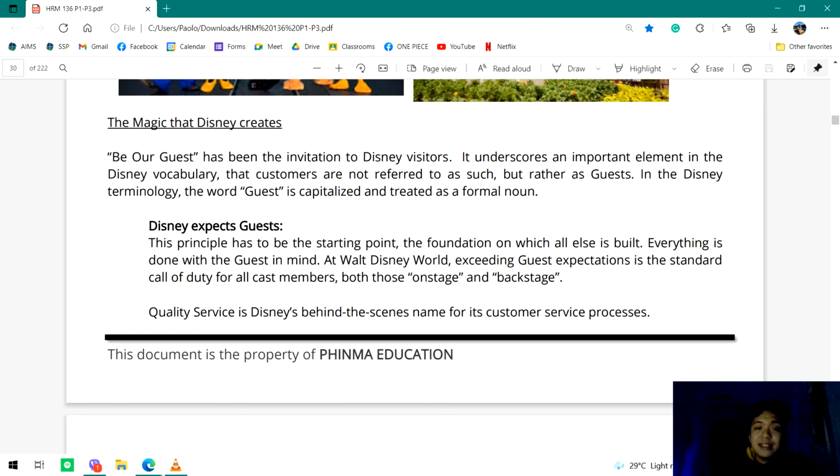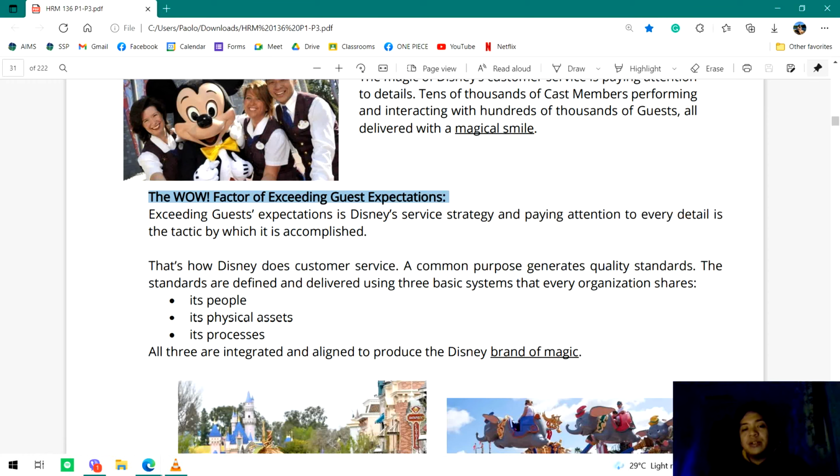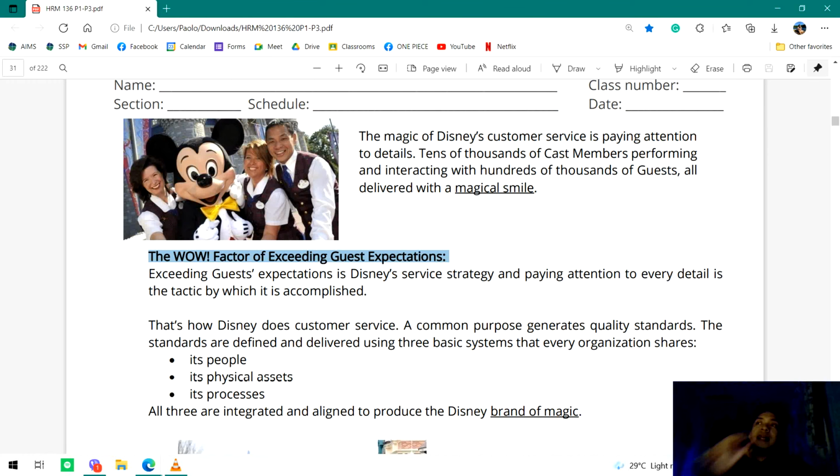So quality service is the business's behind-the-scenes name for its customer service processes. And aside from that, ayan, ito pa yung isang importante, the wow factor of exceeding guest expectations. Ito yung sinabi ko sa inyo dati, that meeting the guest expectations is never enough. You should always try to exceed guest expectations, and only then you will have guest satisfaction. And only then as well, you will have repeat customers.